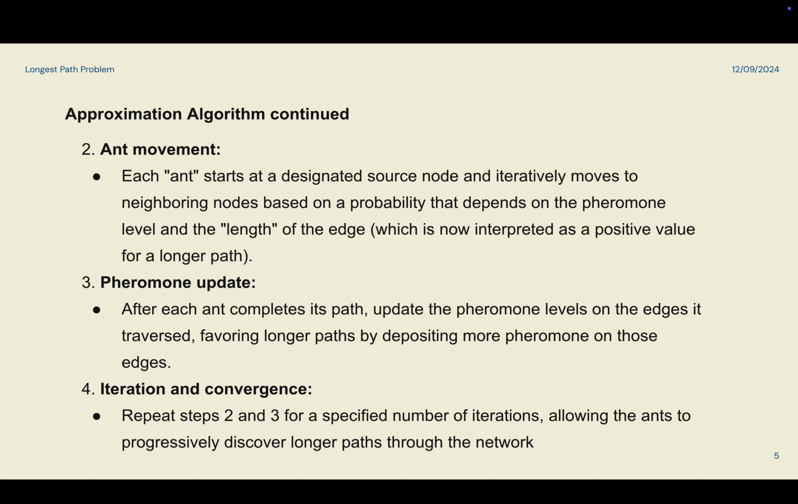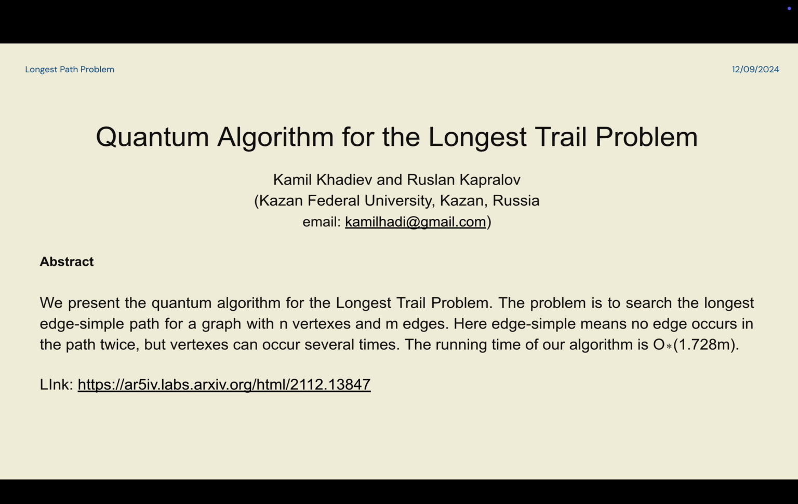As each ant completes its path, the pheromone levels are updated, and they deposit more pheromones on the longer edges. Essentially this is repeated for a certain number of iterations, allowing the ants to progressively discover longer paths through the network.